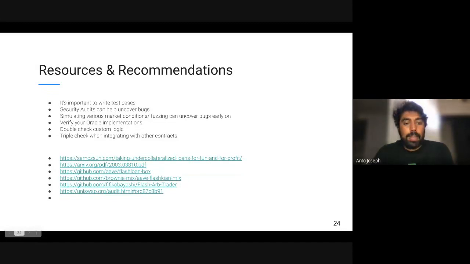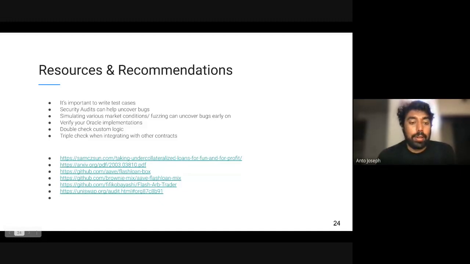All right. Now that we have looked at arbitrage and some of the hacking techniques using flash loans, how can we defend against these attacks? Some of my observations are, it's important to write test cases, and security audits can certainly help uncover bugs. But it's also very important to simulate various market conditions, and fuzzing can help a lot here. For example, when your contract integrates with multiple other contracts, it is very important that we understand the behavior of the participants and how certain behavior will affect your logic. That is what I mean by simulating various market conditions.